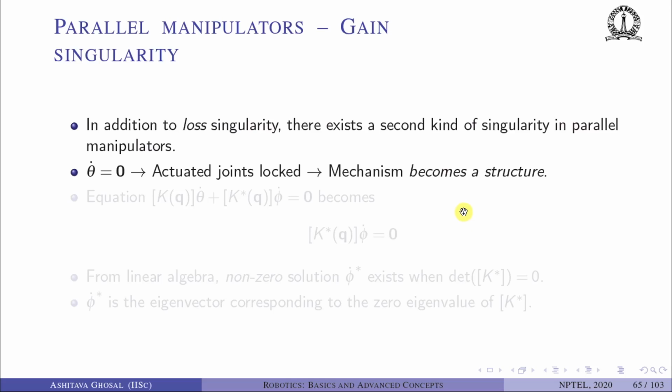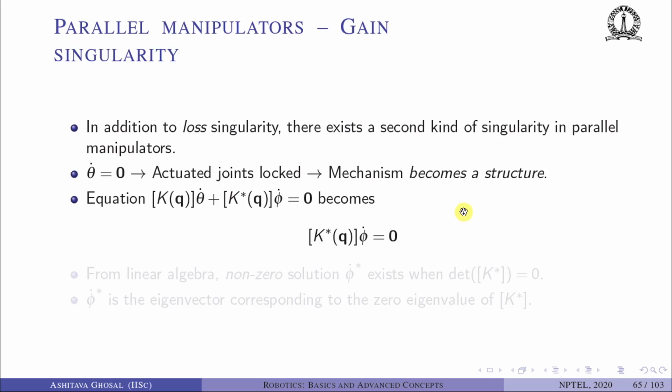Because those are the degrees of freedom. Okay, and then you lock them, and then it should become a structure. Now, loop closure equation, when we took the derivative with respect to time and rearranged, it could be written as k into theta dot plus k star into phi dot equal to 0. Now for theta dot equal to 0, when the actuated joints are locked, we are left with k star into phi dot equal to 0. Okay, so the first term goes to 0, the second term remains.